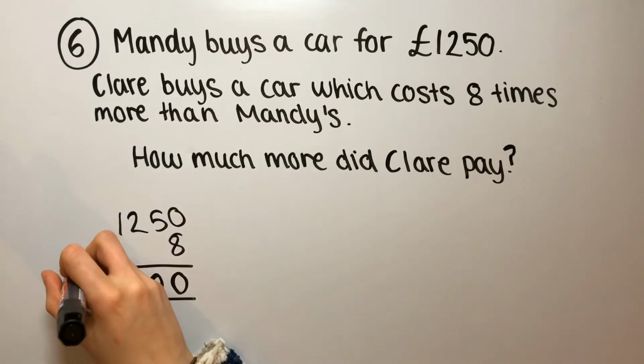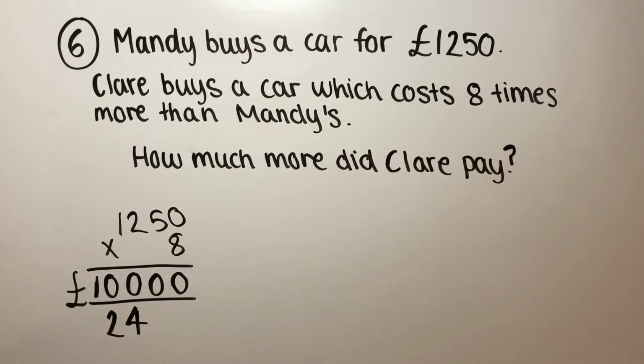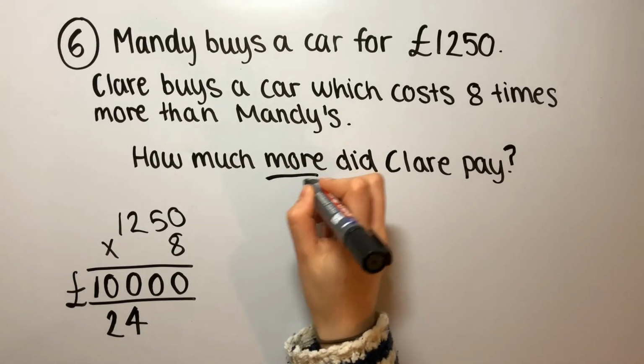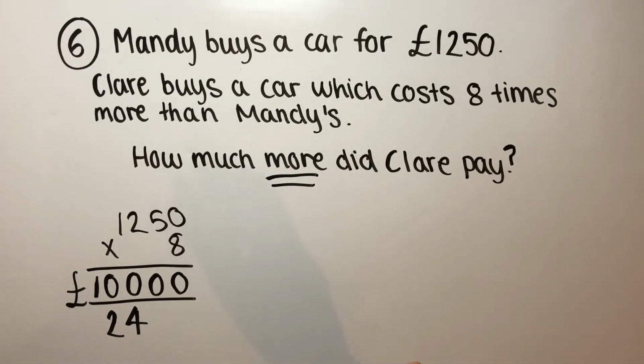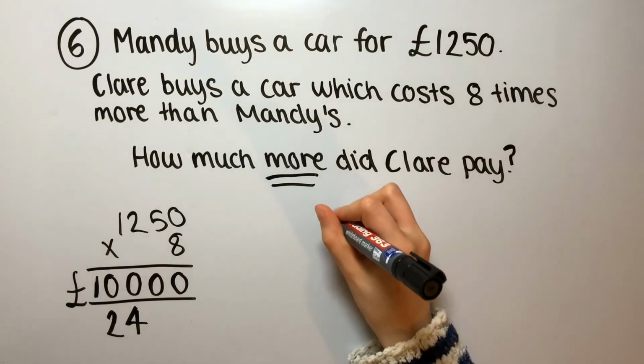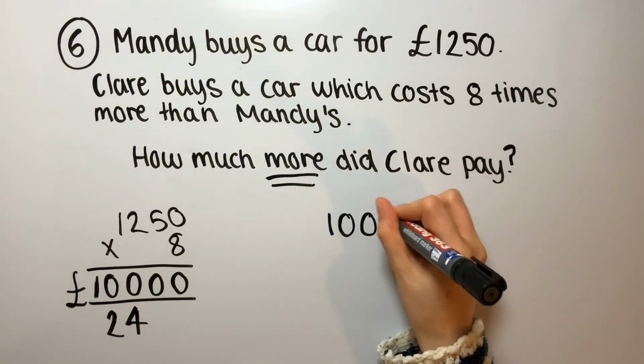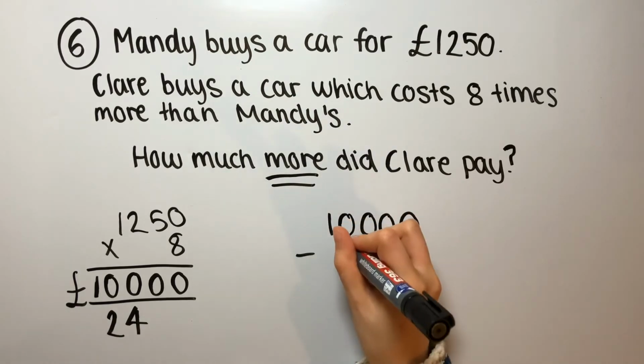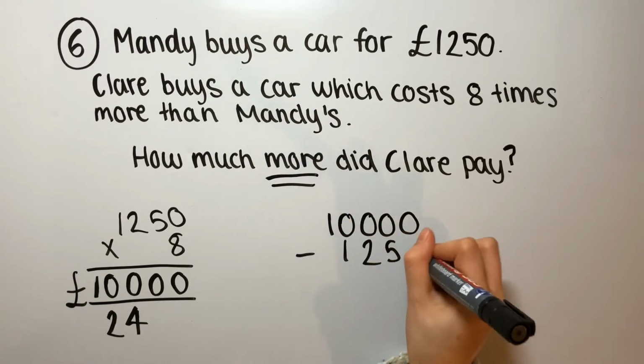Claire's car costs £10,000. Now we need to work out how much more Claire paid. So what we're going to do is to take those two numbers away. 10,000 minus 1,250.